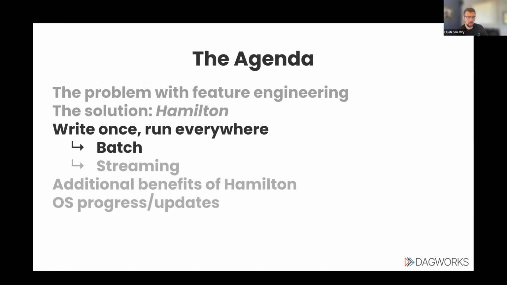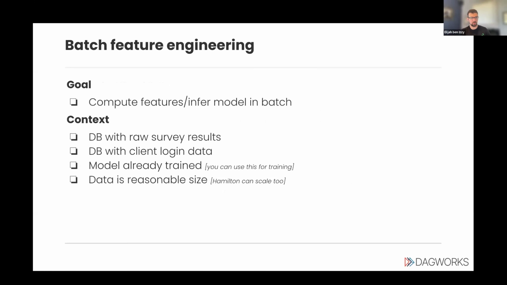All right, so what does this look like in batch? We're going to go over a full working example of code and show how the DAG changes along the way. But first, this setting. The goal is to compute features and infer the model in batch, so we're going to do feature calculation and then model inference. If you were doing a snapshot thing, it's pretty trivial to think about how you would replace it with the actual training piece.